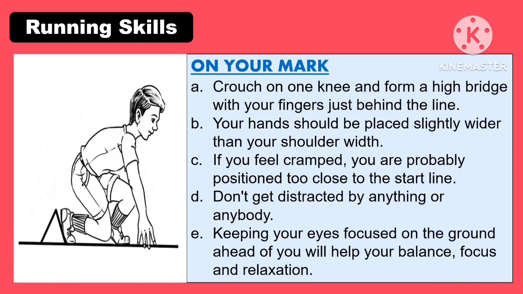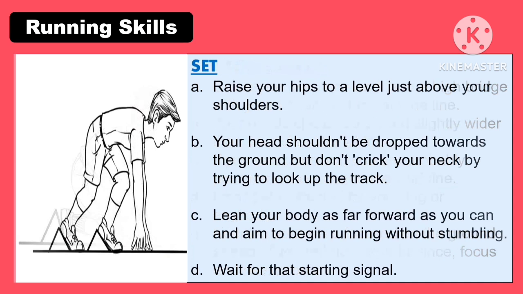For the on your mark position, crouch on one knee and form a high bridge with your fingers just behind the lane. Your hands should be placed slightly wider than your shoulder width. So if you feel cramp, you are probably positioned too close to the start line. So don't get distracted by anything or anybody. Keeping your eyes focused on the ground ahead of you will help your balance, focus, and relaxation.